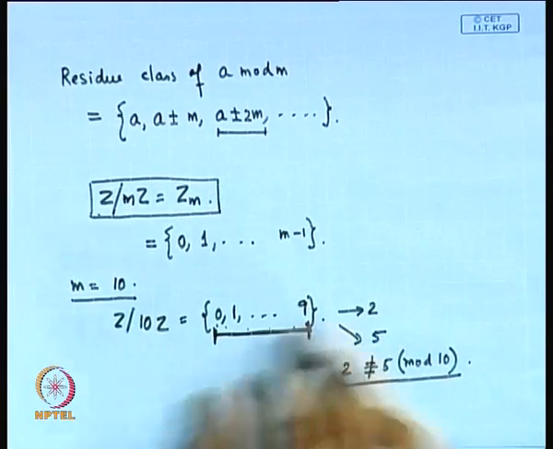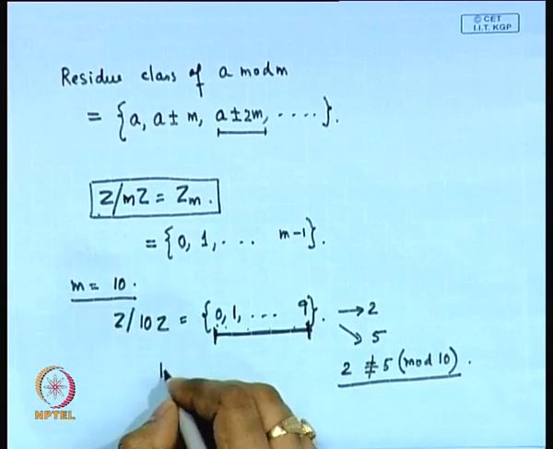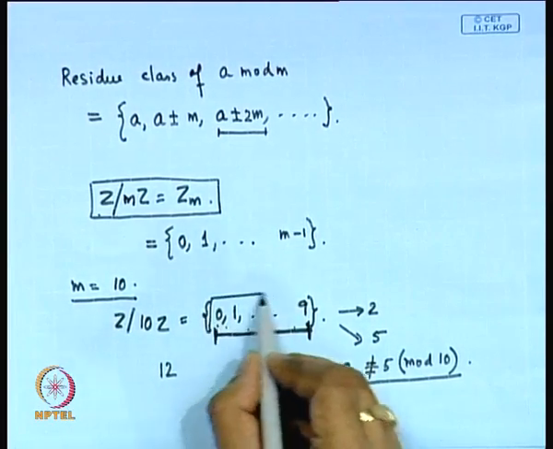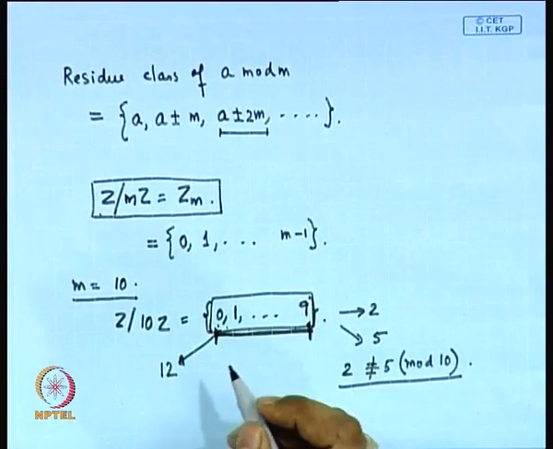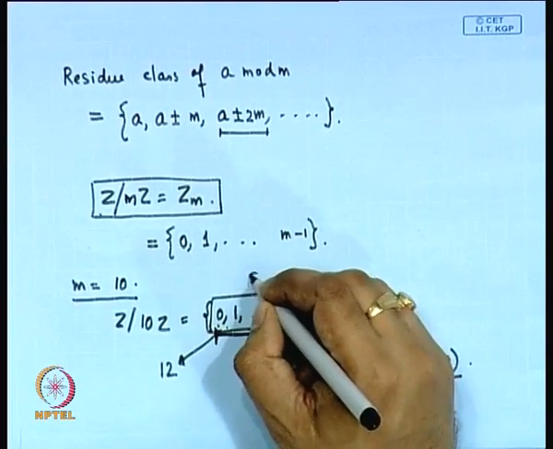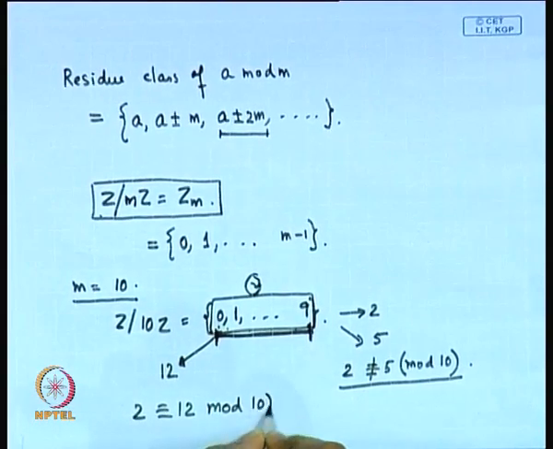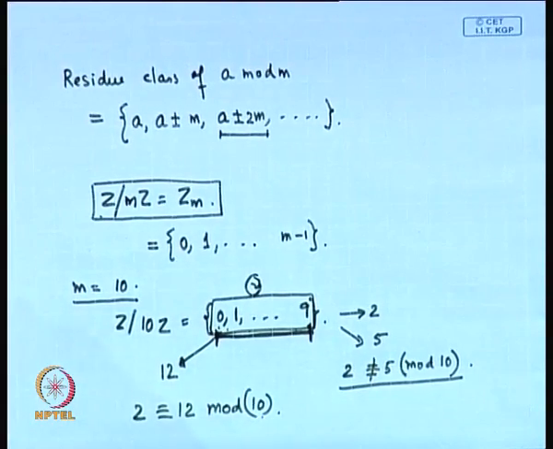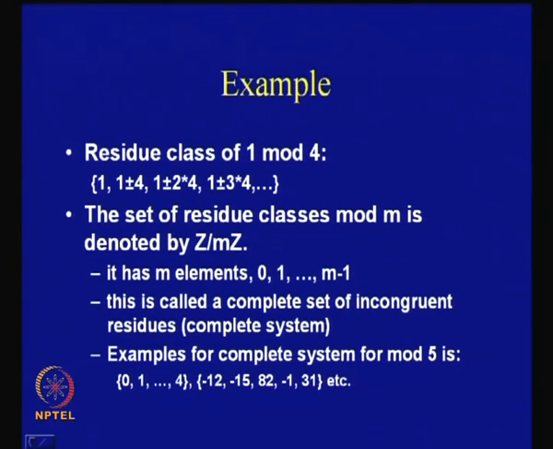You can take any number outside this particular set. For example, if you take an arbitrary choice like 12, then you will find one number in this set which is congruent to this number modulo 10. Which is that number? For example, you can choose 2. You see that 2 and 12 are congruent to each other modulo 10. Why? Because 10 will divide 12 minus 2. So this particular set, Z/MZ, is also called a complete set of incongruent residues, or a complete system.